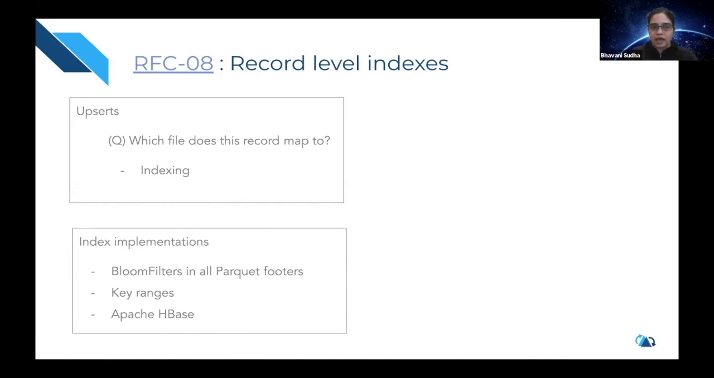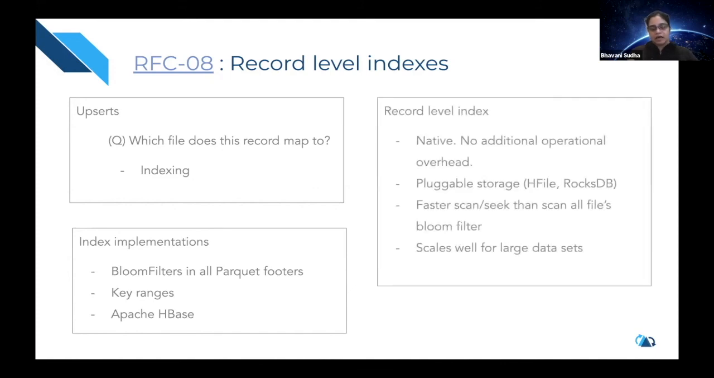So we're looking at introducing another index implementation, record level index, and this would be native in Hoodie. The reason again is that with the HBase implementation, some users in the community feel that it could be an operational overhead, like operating another system entirely. So the record level index would also try to tackle that by a native implementation in Hoodie that Hoodie can maintain. It would consider pluggable storage like HFiles or RocksDB for keeping this index.